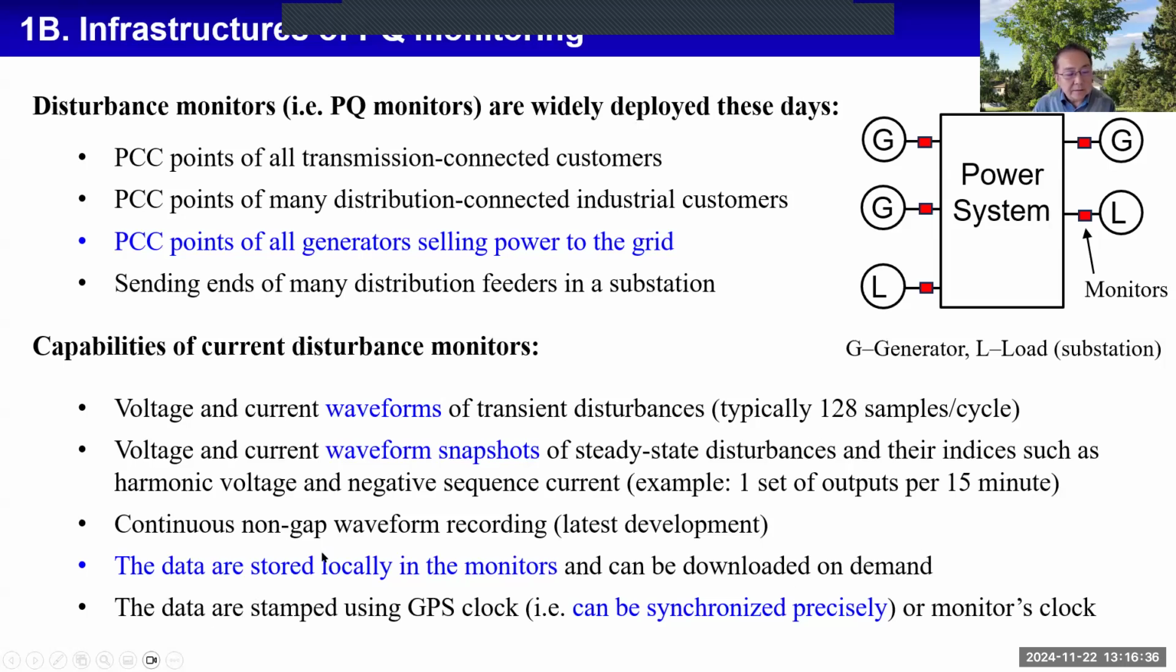Where is the data stored? Data are normally stored locally in the monitors, and can be downloaded on demand. Monitors means the monitors in the substation. The utility has a very good connection to the substation equipment. They can download anytime, high-speed download. Pretty much like a Netflix type of streaming download.